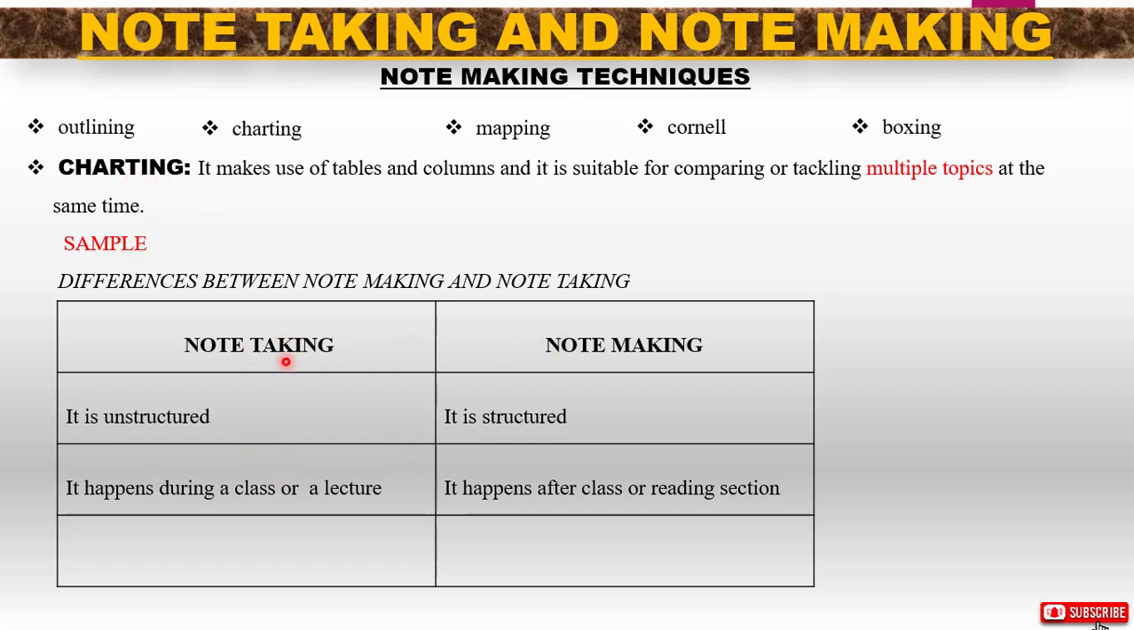We will create two columns, and one column will be for one topic and one column will be for the other topic. If we were treating three topics at the same time, then we will create another column and write the information regarding that topic in that column. This is what is known as the charting method of making notes to treat multiple topics at the same time.